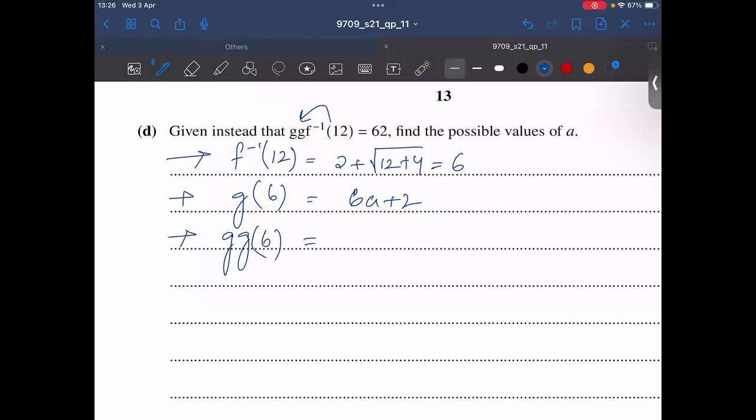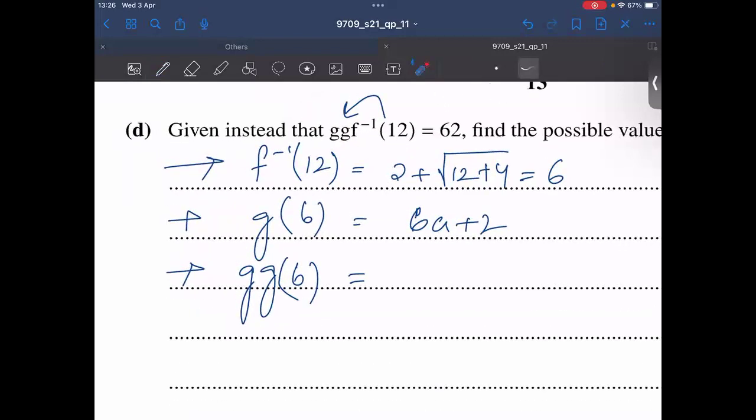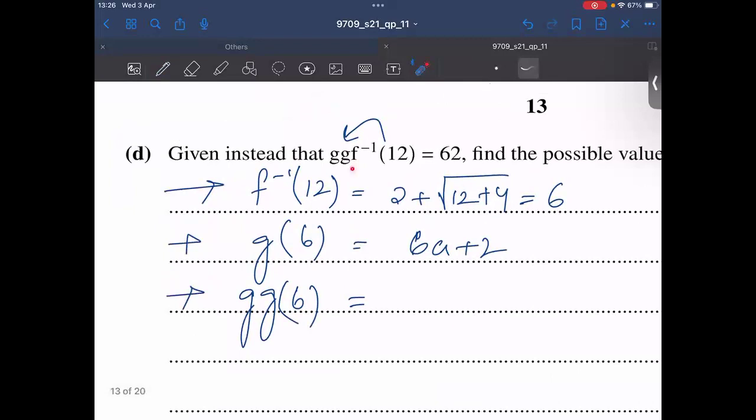Sir, in a composite function, won't we do G of G? No, as a teacher, I recommend that you do it step by step. You just find out the value of F inverse of 12 and substitute into G. You just got 6. Now substitute 6 into G. You're getting 6A plus 2. Now you substitute this 6A plus 2 into G again.